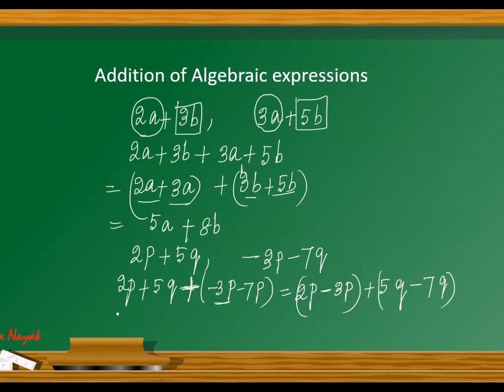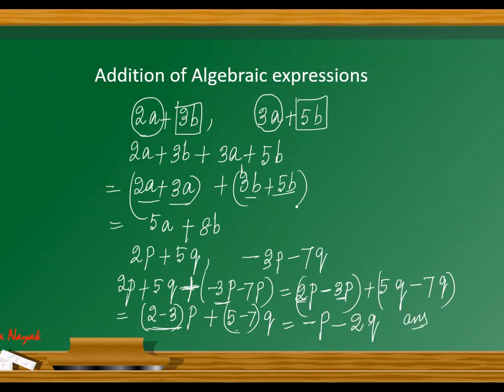Now how to simplify this? No problem. First you take the numerical coefficient 2 and here it is minus 3. Next for the second one, 5, negative 7, q. Now 2 minus 3, you have read integers, it will be minus 1, so minus p. Don't write minus 1, it will be minus p, it is sufficient. Then 5 minus 7 is minus 2q. So this is the answer. I hope you have understood. Now let us go for the questions.